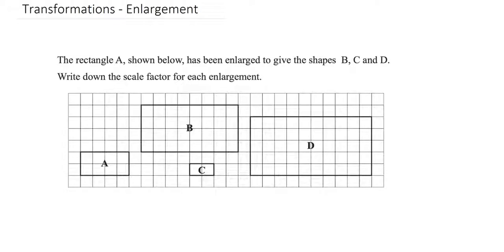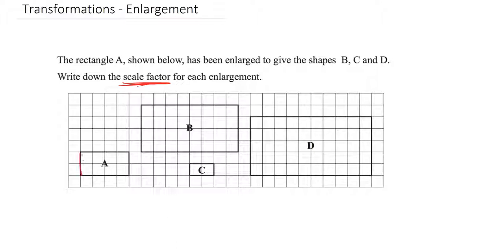In this video, we're going to take a look at the final type of transformation, which is an enlargement. An enlargement takes a shape and changes its size. To define an enlargement, we need two things: a scale factor and a center of enlargement. In this first example, let's try to understand the idea and concept of a scale factor.